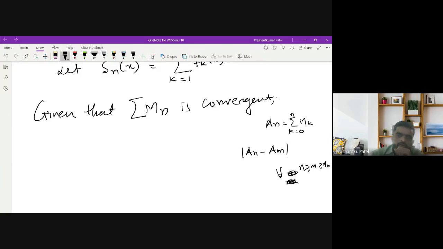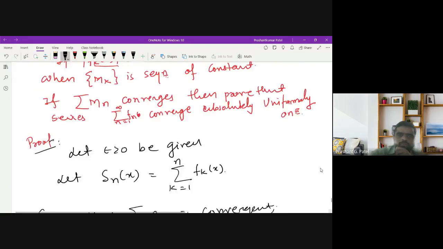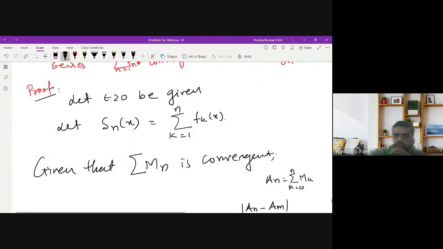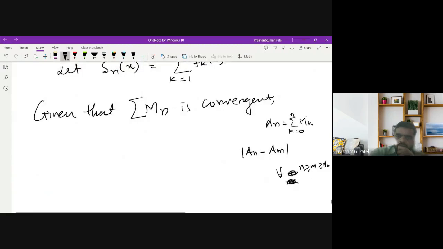Since this series is convergent, A_n is a convergent sequence, and it is a sequence of real numbers, because its mod is less than or equal to M_k. So it is a sequence of real numbers, and the real numbers form a complete space, so it is Cauchy. So we can talk about mod of A_n minus A_m being less than epsilon.